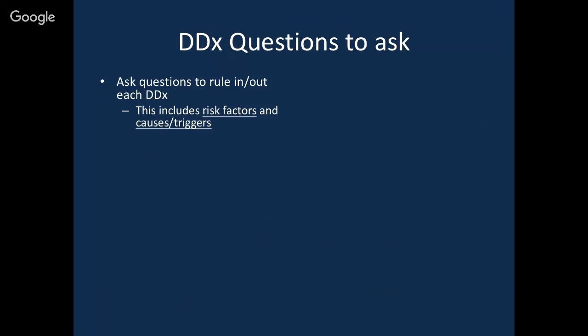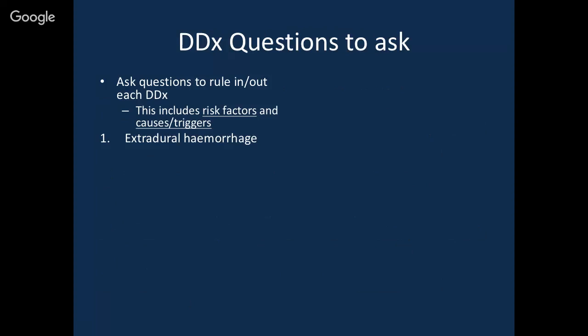Okay, so to rule in and out each of the differentials, you should always have a few questions that you're thinking of that will include the risk factors, causes and triggers. So if it's an extradural hemorrhage, what questions do you want to ask the patient? Give me 3 questions. Yeah, any trauma. That's definitely the most important question. Anything else?